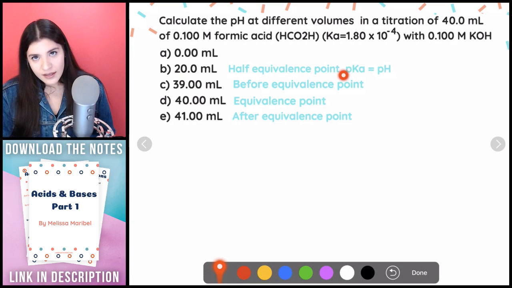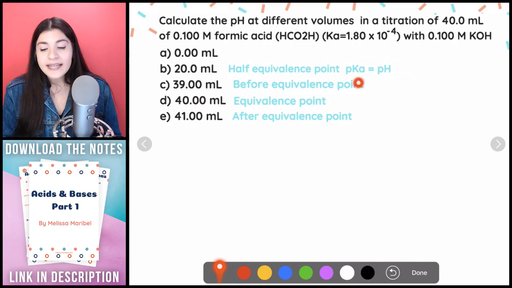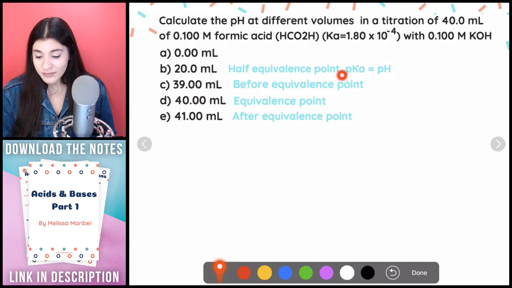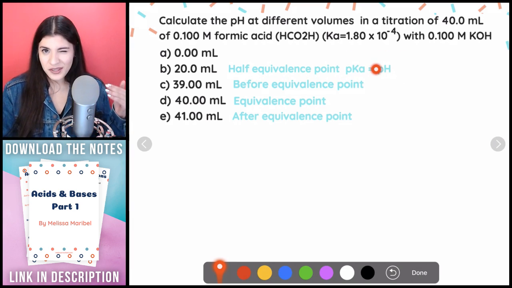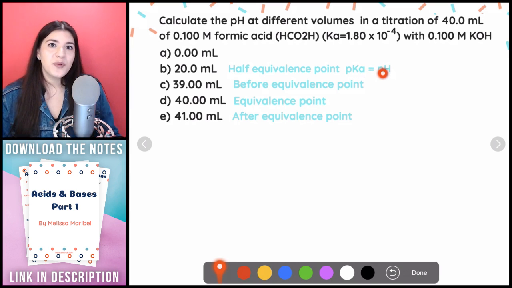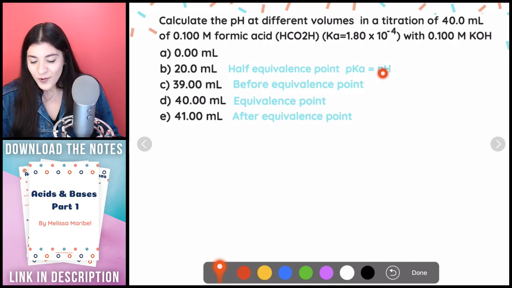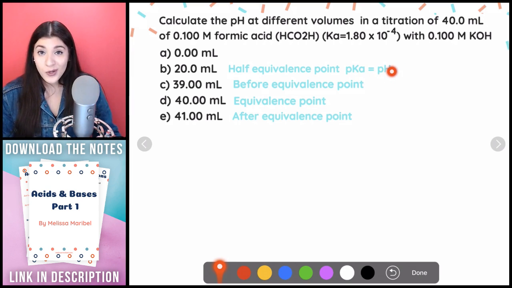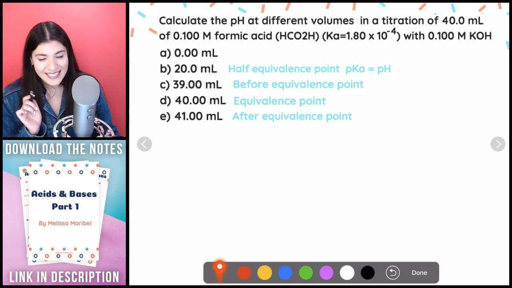So what that's telling us, there's a little shortcut here, where pKa is equal to pH. So that's our half equivalence point. pKa is equal to pH. I'll explain that a little bit further, but this is going to be a lot easier because we won't have to build an ICE table or a BCA table or any other table. We'll be able to just plug this into a formula and we're done. So that's why it's really nice to identify that.